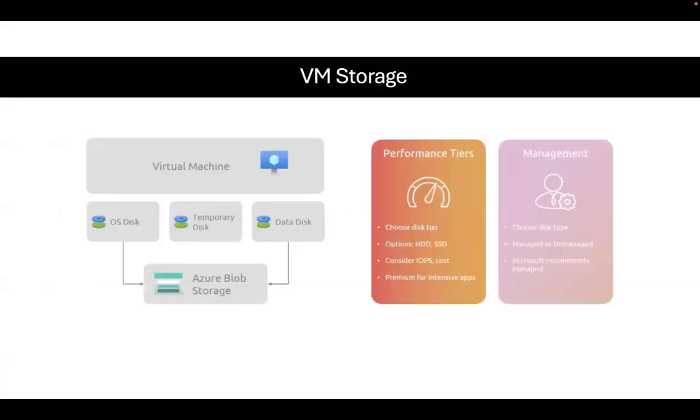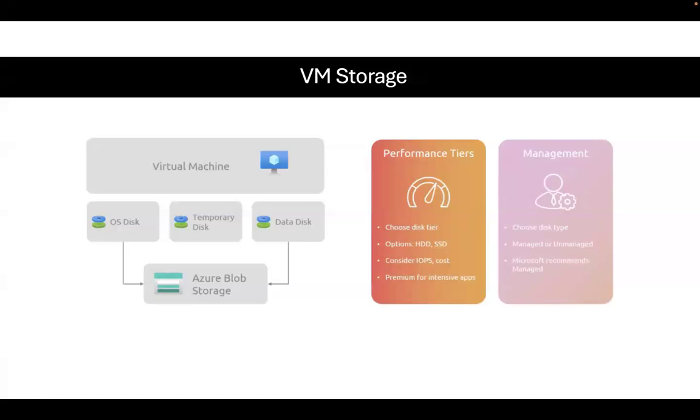Next is the VM storage. So when you create a virtual machine, by default there will be an OS disk, which is stored in Azure's blob storage. Apart from that OS disk, you can add a temporary disk if you need additional storage. But what happens with the temporary disk if you are rebooting the VM? The data you have stored in this temporary disk will be gone. You cannot retain it.